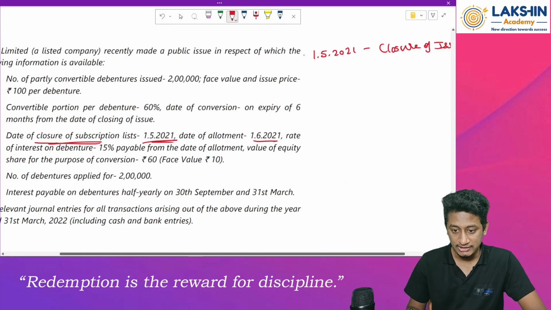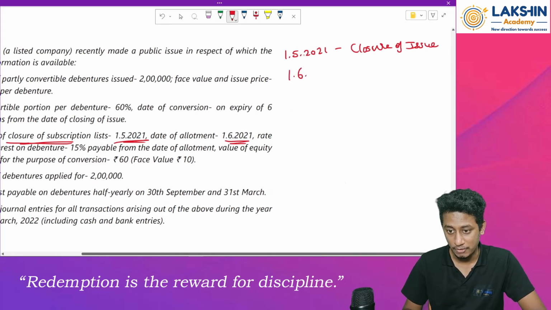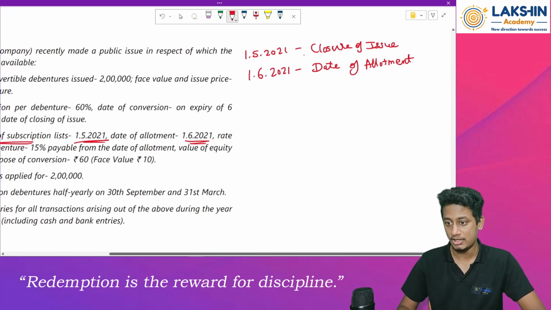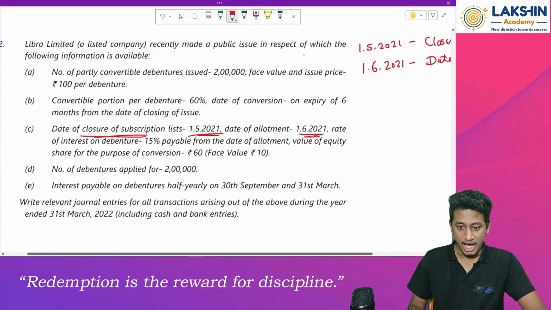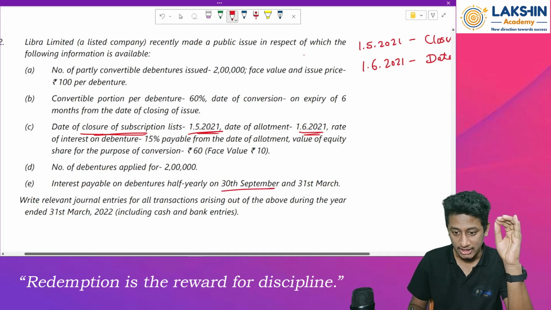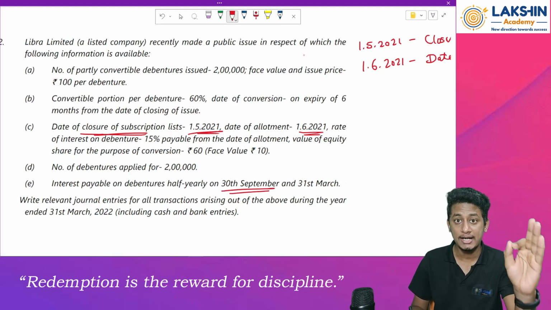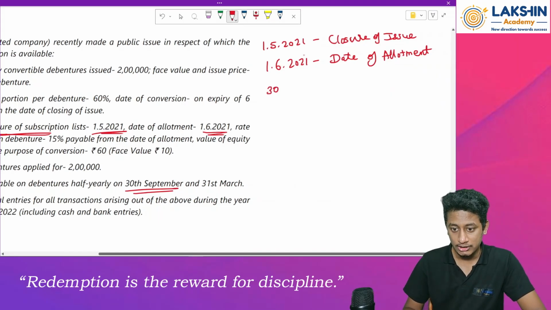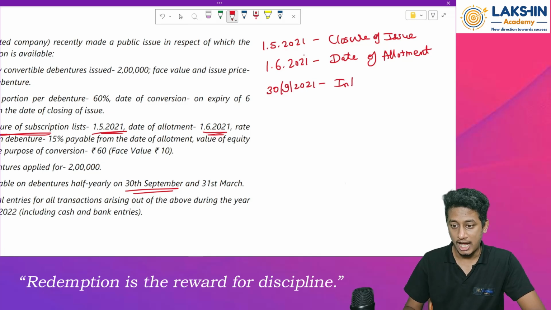Then on 1/6, it's the date of allotment. 1/6/2021 is the date of allotment of debentures. Then after this, so then what has happened? So on 30th September, what has happened over here? We have paid interest, right? First interest we have paid. So on 30/9/2021 we have paid half yearly interest. So I will mention half yearly interest.